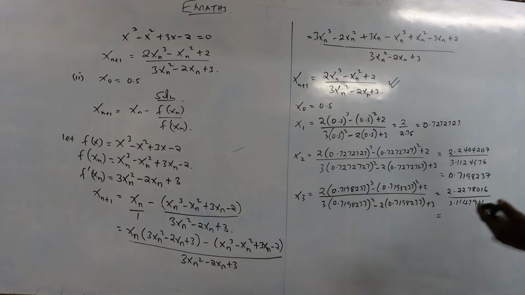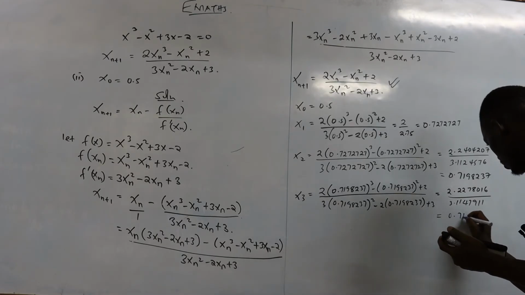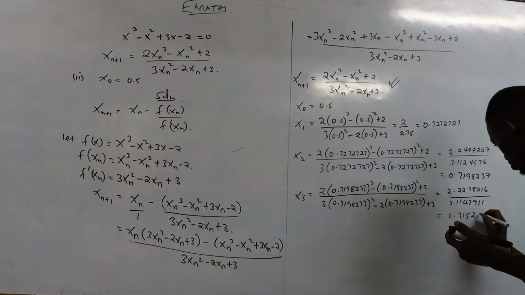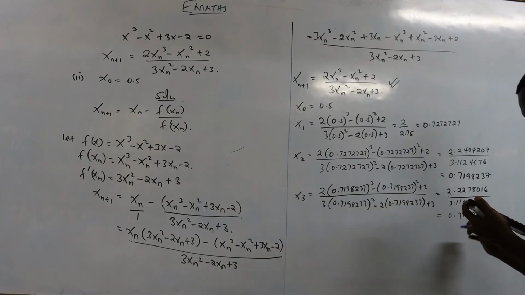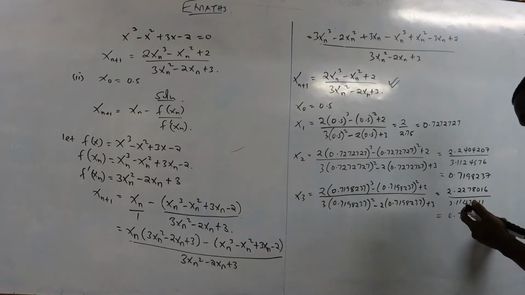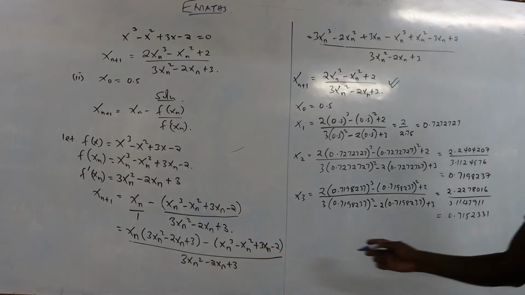Then this one I can just write the solution there. You shall have 2.2278016 divided by 3.1147911, and you get your answer will be 0.7152331. Then I can just put a 1 there. Okay, 7 decimal places.